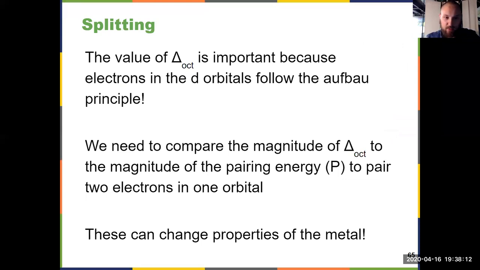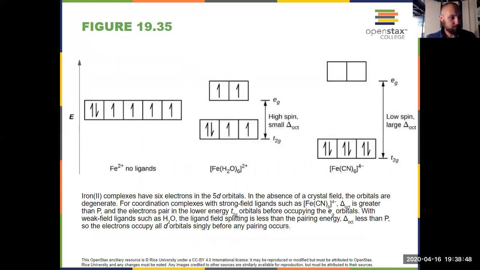Even though we have a different theory here in crystal field theory, we're still following the aufbau principle from chapter 6, right? From the bottom up. Our electrons still fill the lowest energy orbitals first. But the whole challenge in chapter 19 at the end here is thinking about the crystal field splitting, delta OCT, and comparing that to the pairing energy for two electrons in an orbital, because that can change the properties of a metal. And that's best seen by looking at this diagram, right?